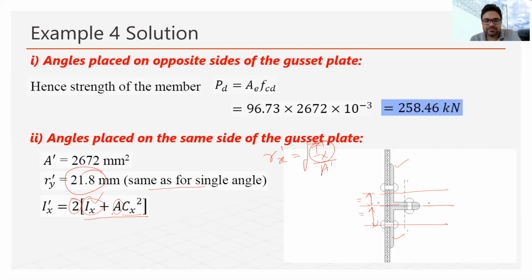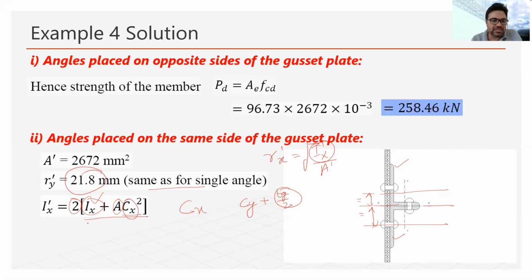And A, this time you can see that I have not, like in the previous case, multiplied by Cy plus Tg by 2. But this time I am not doing this. Why? Because you can see here there is no gusset plate in between these two legs. So that is why this time I have written Cx directly. So this we have to take care of.